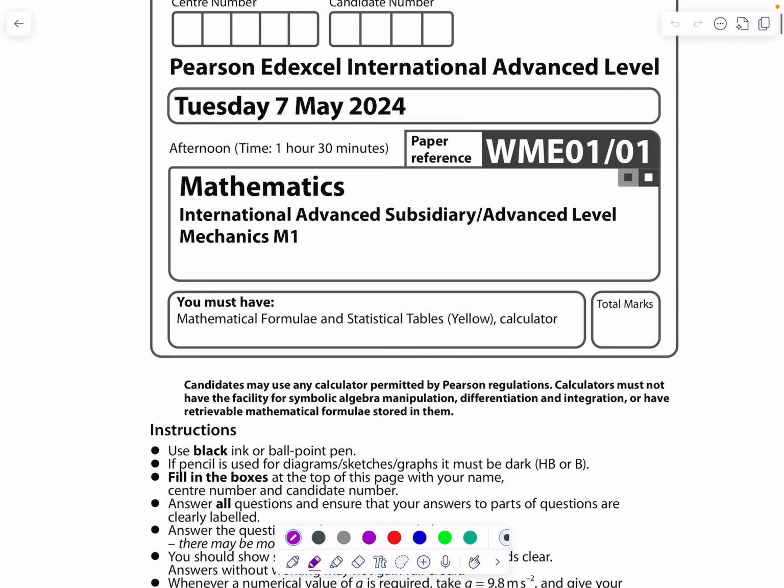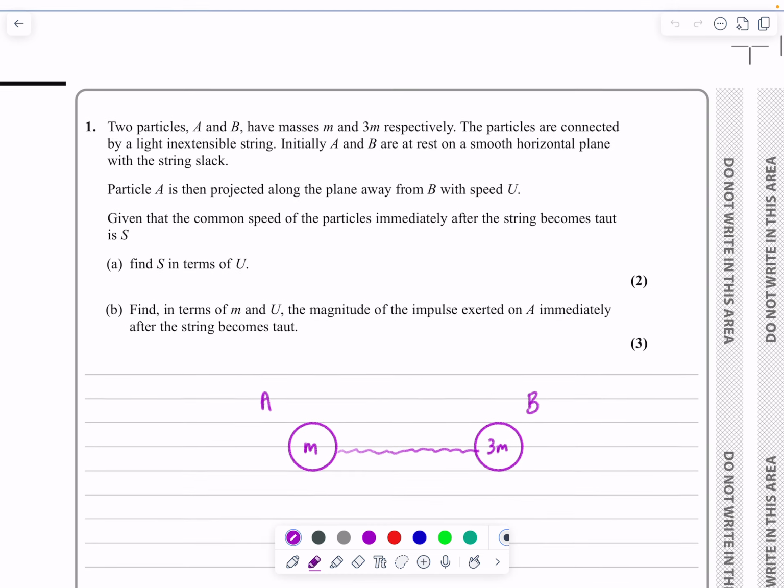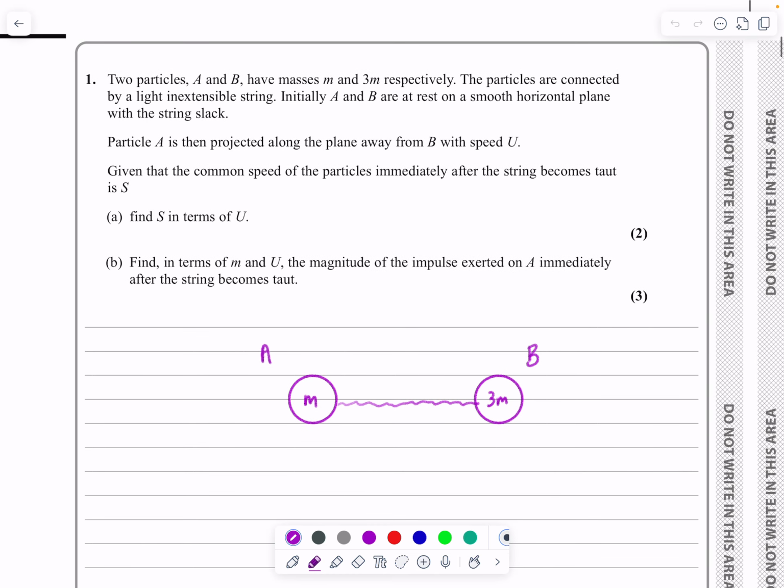Okay, this is the M1 paper from June 2024. This is question number 1, the first question on the paper, and we can see this is a collisions question. We're going to be doing some work with momentum, conservation of linear momentum, and we're going to be doing some work with impulse. So let's read the question.